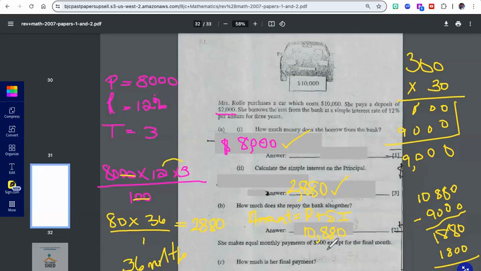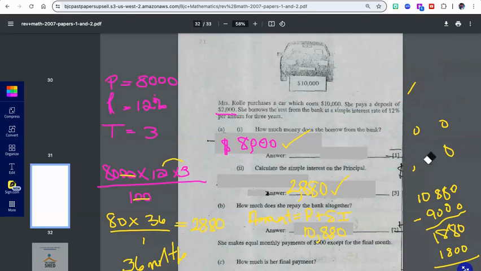So if the question had asked, how long will she take to pay this money back? This would have been 36. Now, let's go and find the answer that the question is asking. If the question had asked, how many months? Now, the question is asking us, she makes equal monthly payments of 300 except for the final month. So like Janaya from Inagua said, we can go ahead and divide.